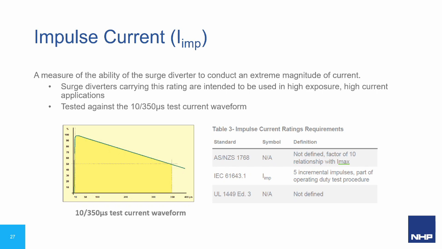However, it is only the IEC standard that actually recognises I impulse. The AS-NZS standard does state that a factor of 10 may loosely be used to compare the I-impulse rating with the I-max rating. For example, an SPD withstanding a 100 kA 8/20 microsecond impulse might be expected to withstand a 10 kA impulse on the 10/350 waveform. I-impulse does not exist and is not recognised by the UL standard.